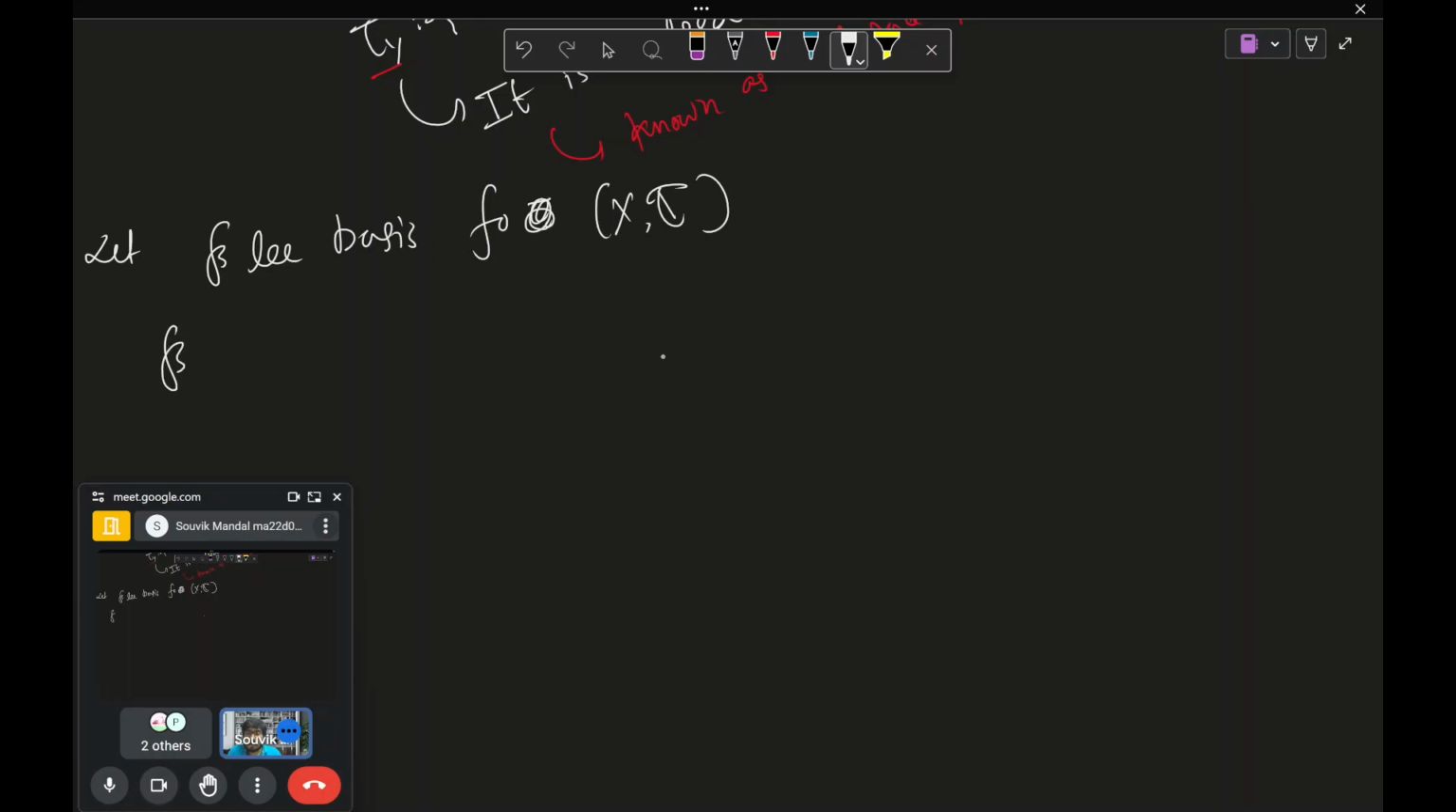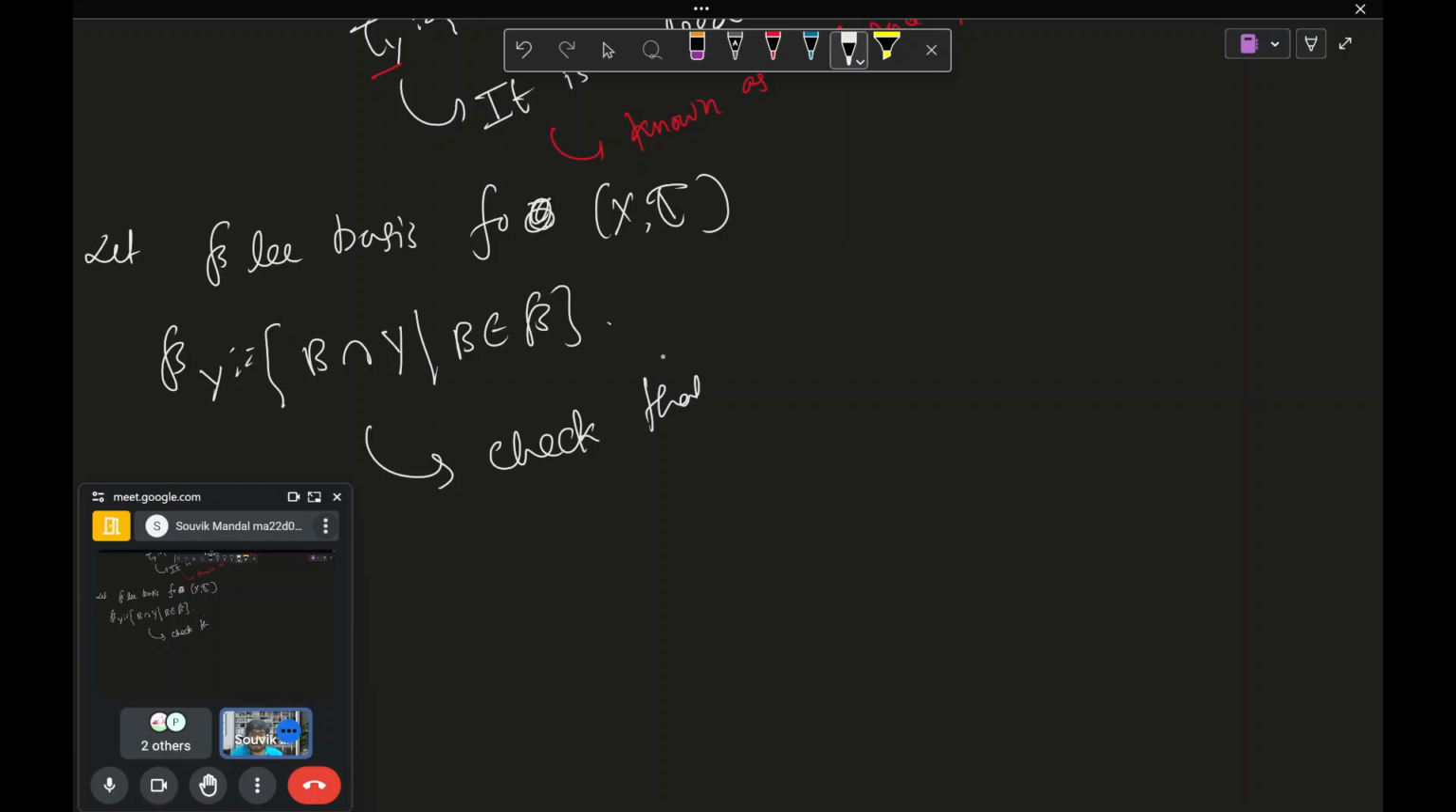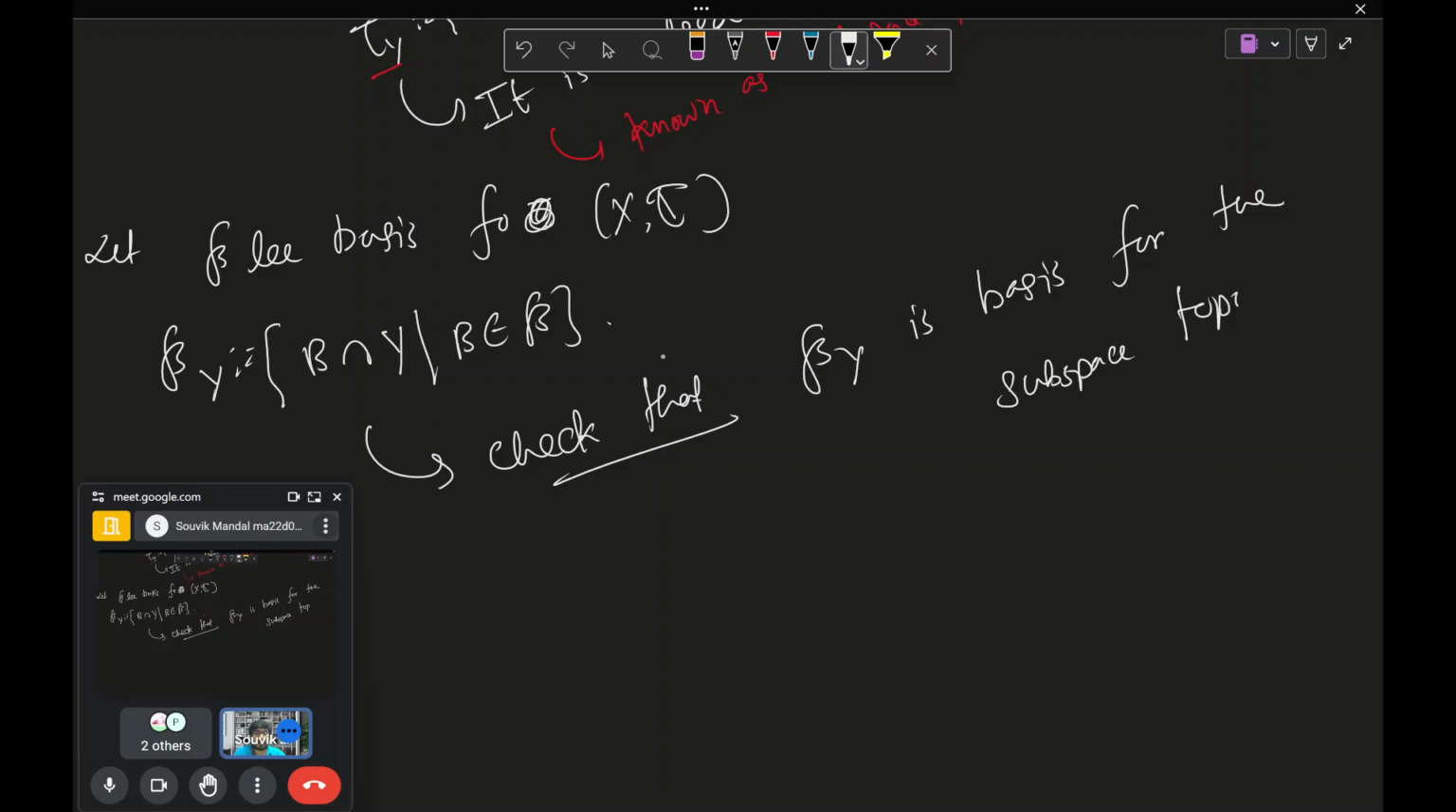Then we are defining beta y to be naturally b intersection y, where b is a basis element of x, and check that beta y is the basis for the subspace topology on Y. So what we have done first, we have defined the subspace topology.